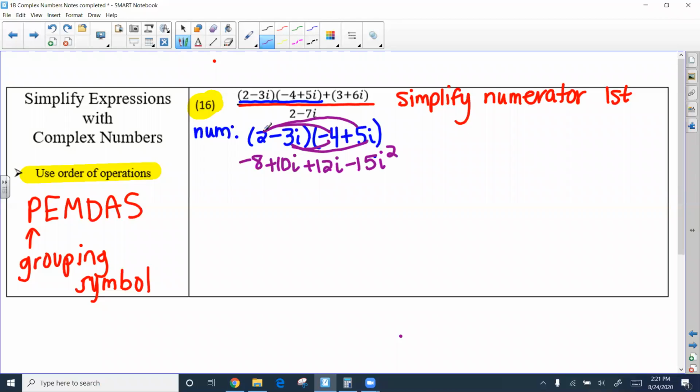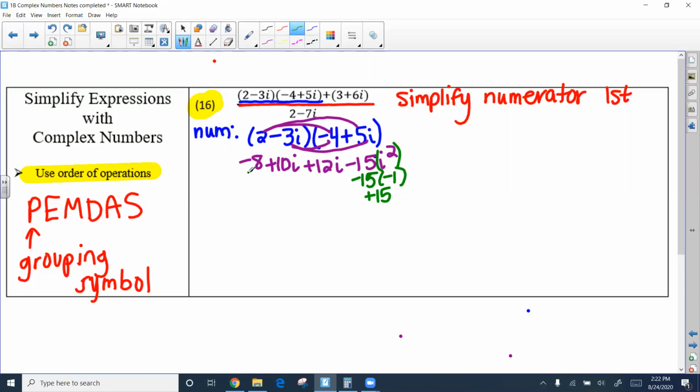Okay, so that's what I have after I distribute. Negative 8 plus 10i plus 12i minus 15i squared. Then simplify the i squared. Remember, i squared is negative 1. So this term here becomes negative 15 times negative 1, which becomes a positive 15.